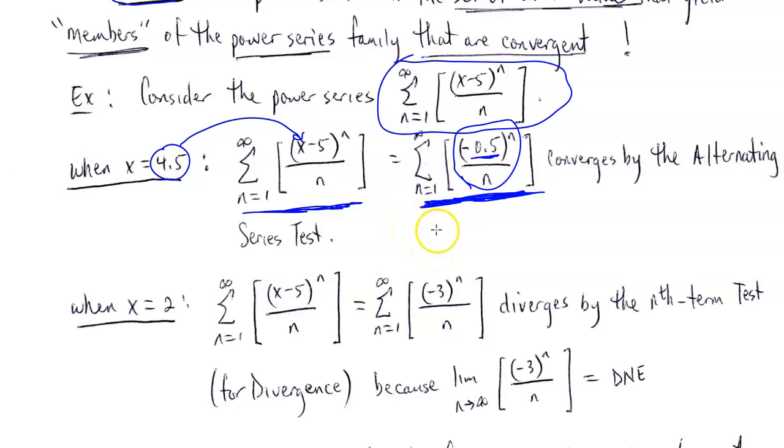conditionally. Now, when x is equal to 2, that means we would come here and plug in a 2 right here. This is the power series that we would get. We get the summation of (-3) raised to the n divided by n. And we see for this one that this particular series here will diverge by the nth term test for divergence. Okay, and so simply put, we know that this particular limit here would not equal a real number.